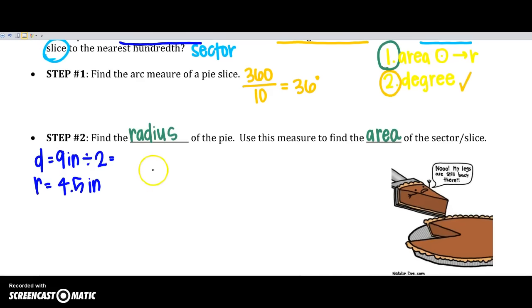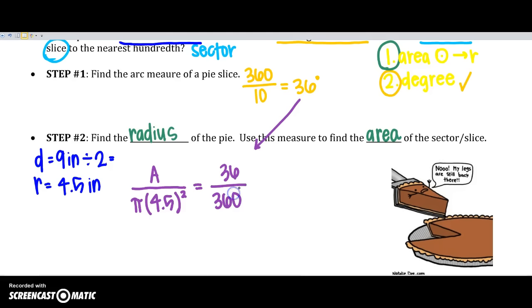So my area of the sector, or my slice of pie, over my area of the circle, pi r squared, equals my degree, 36, over my entire degree, 360. Now remember how to solve our proportions. We're going to cross multiply. So 360 times A equals 36 times pi times 4.5 squared.